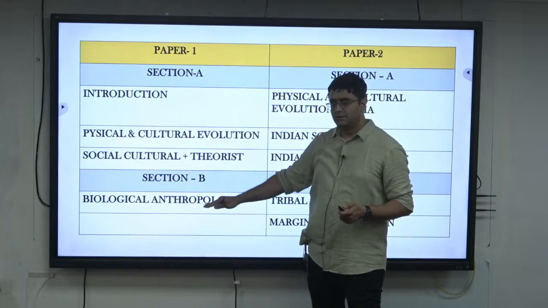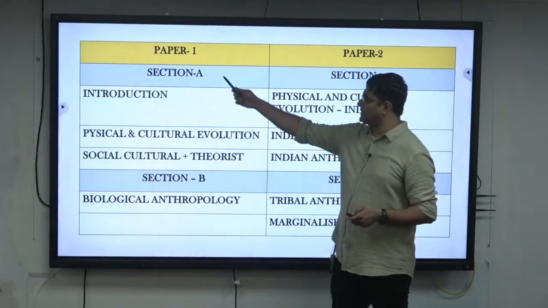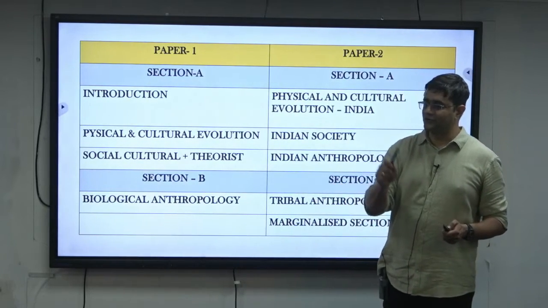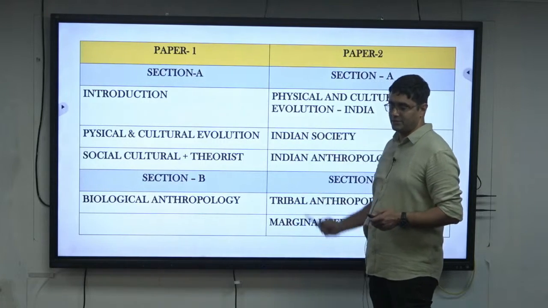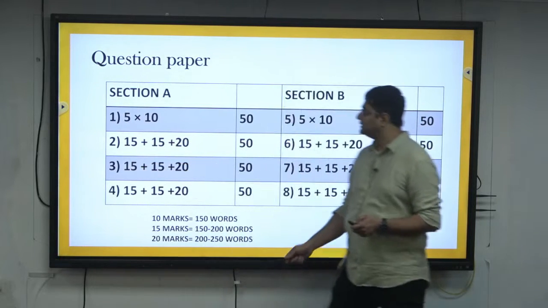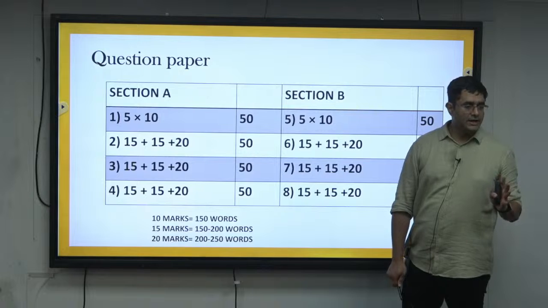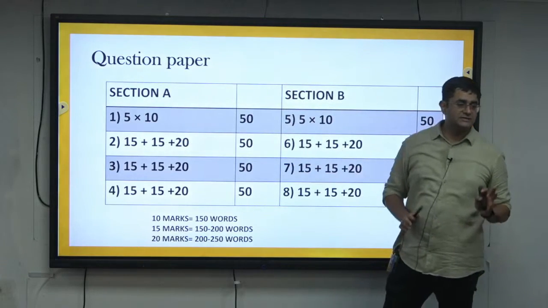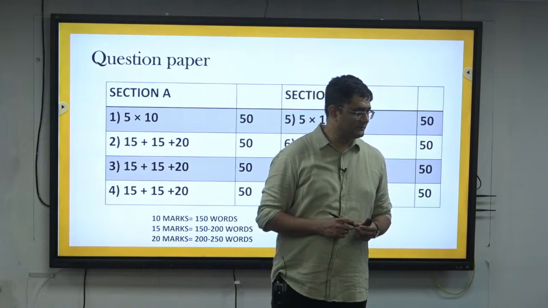So paper 1 and paper 2. As I told you, paper 2 consists of Indian and tribal. Paper 1 consists of socio-cultural, evolution and biological anthropology. So that's there in paper 1 and paper 2. Is that okay? So there is a mix of how questions are asked. The first, second, third, fourth questions are in section A. In section B you have questions 5, 6, 7 and 8. Totally 8 questions. So the first question has 5 10-markers. Each question carries 10 marks. There are 8 questions. Each question has 50 marks. Each question is 50 marks.